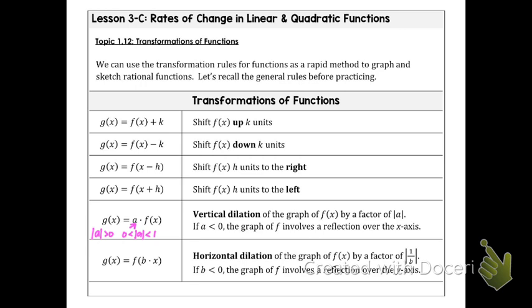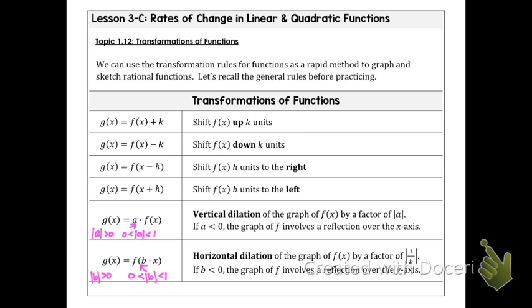Then if x is being multiplied by something inside with the x, that's our horizontal stretch or compression. If the absolute value of b is greater than 1, it's actually going to be a compression. And if the absolute value of b is between 0 and 1, it's going to be a stretch. Remember, it's a stretch or compression by the reciprocal. And if it's negative, then the graph will also involve a reflection across the y-axis.